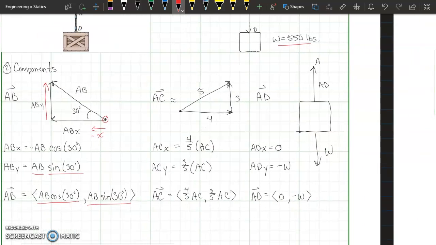Next, I'm going to go ahead and get our AD vector. Our AD vector, as you can see, has no x components in either direction. So that'll be equal to 0. Then, since there's only two forces acting on it in the y direction, the AD in the y direction will be equal to negative W. In our Cartesian coordinates, that'll be AD is equal to 0, comma, negative W.